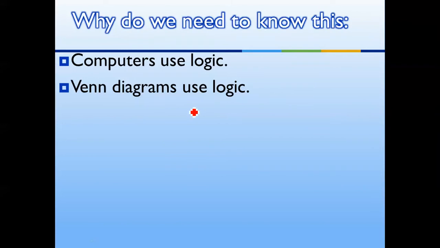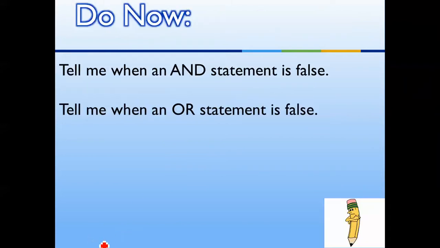Okay, why do we need to know this? We talked about this yesterday. Your do now is to tell me when an AND statement is false and when an OR statement is false.